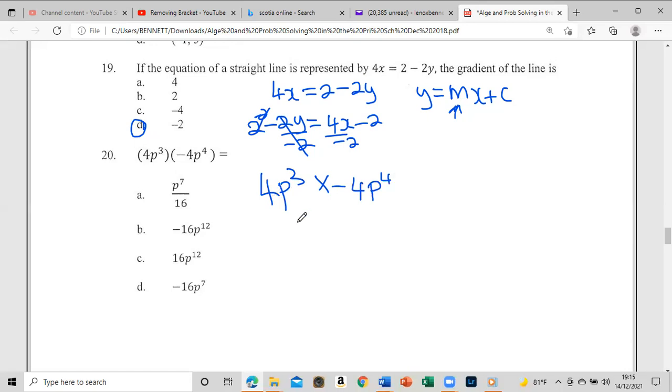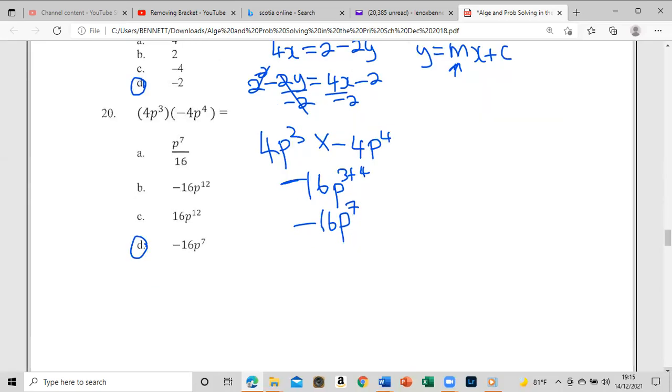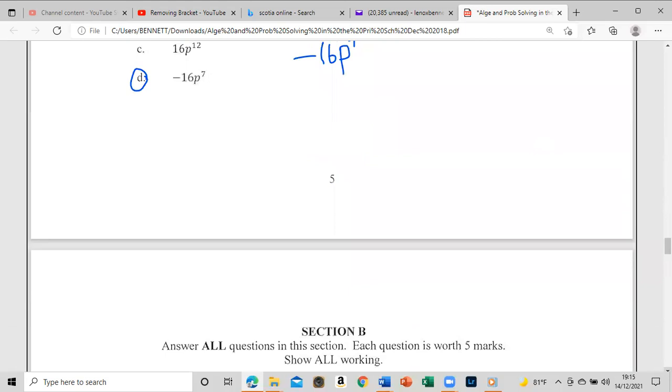So, 4 and negative 16, right? When the bases are the same, you add the powers. So it'll be 3 plus 4. I'm going to multiply it now. When the powers are there and the bases are the same, you add them. So it's D. Alright, D.